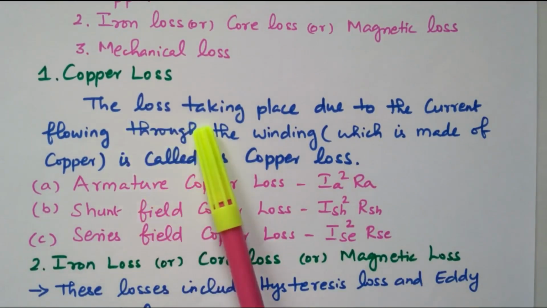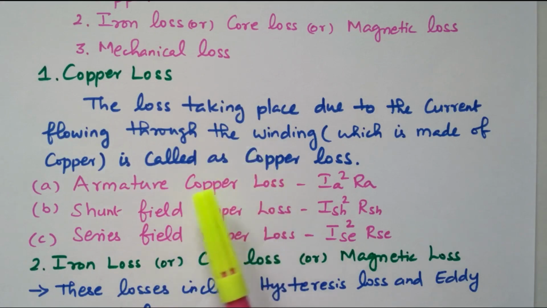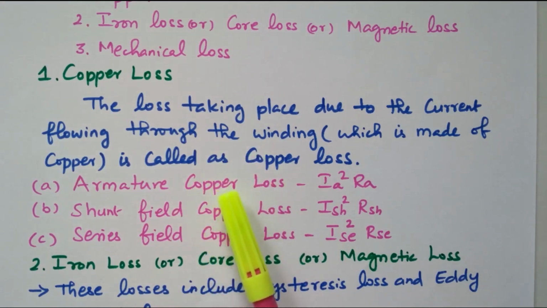The loss that takes place due to the current flowing through the winding is called the copper loss. The winding is available in three different places. One is the armature: armature copper loss, Ia square into Ra. And the field winding, which may be series field or shunt field. So shunt field copper loss, Ish square into Rsh. Similarly, series field copper loss, Isc square into Rsc.